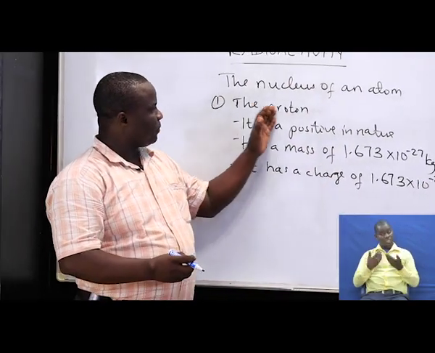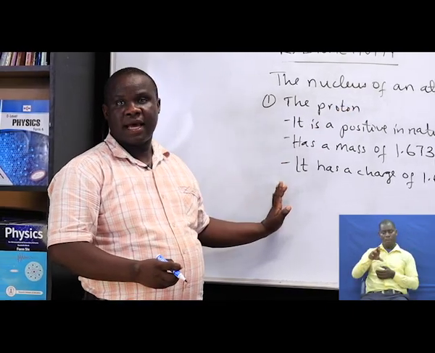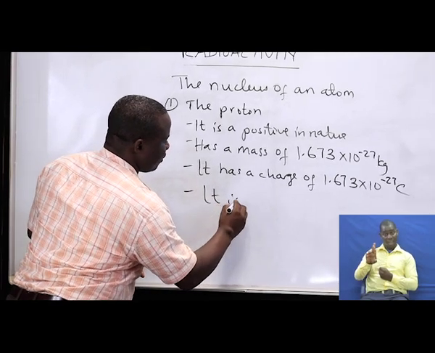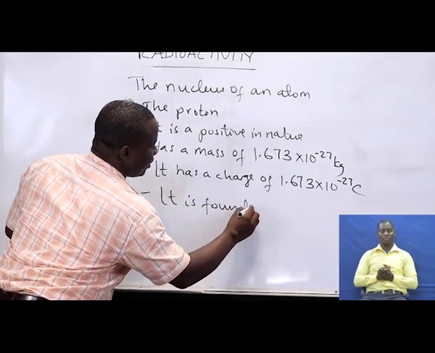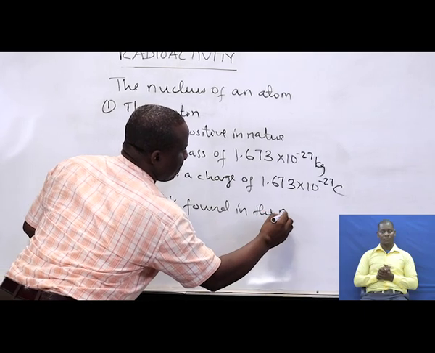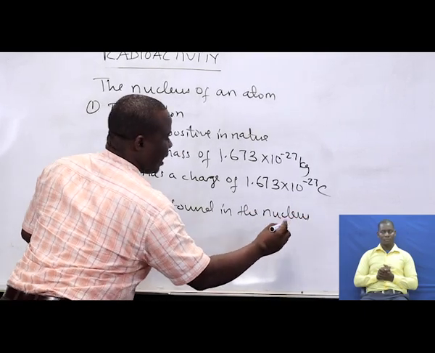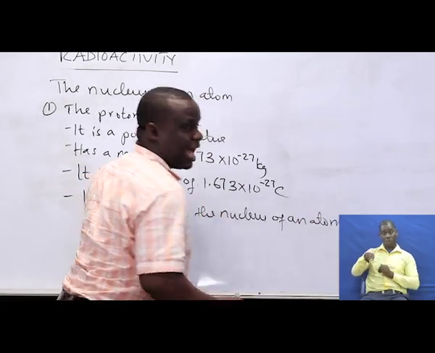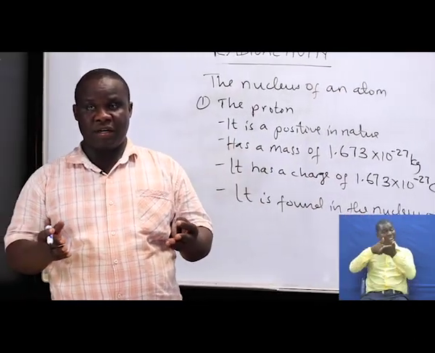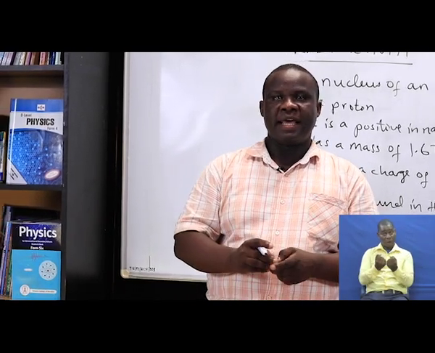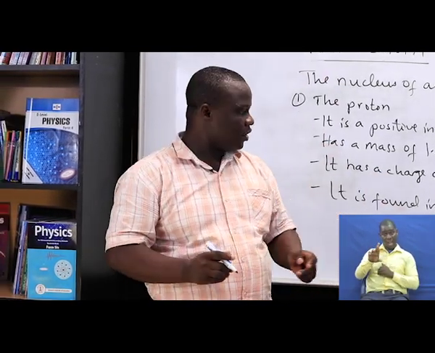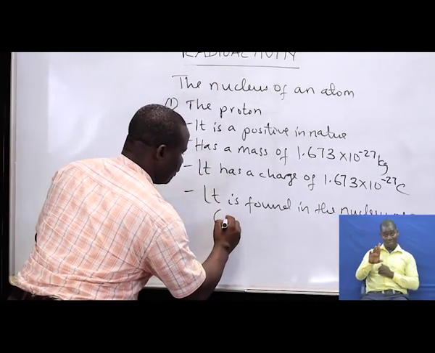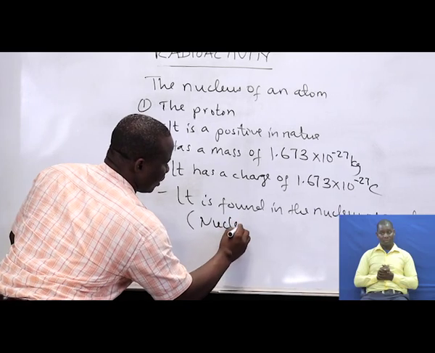But this proton is found in the nucleus, in the nucleus of an atom. In other words, all of those particles which are found in the nucleus are termed as nucleons. So it is one among the nucleons. So we say it's a nucleon particle.